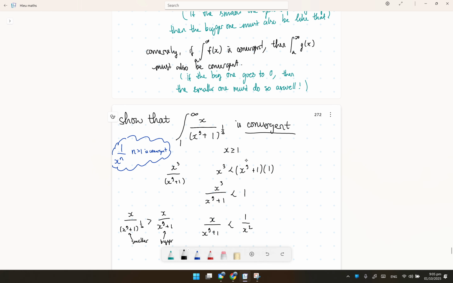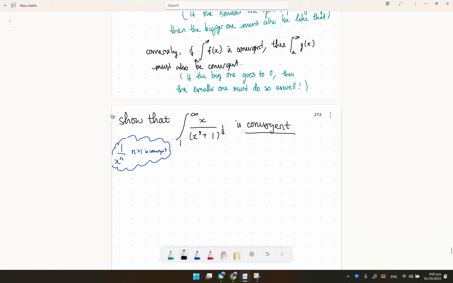I actually made another video here trying to do this, but I messed it up just a little bit, so we're going to be redoing this. Imagine that we had a question that says, show that the integral from 1 to infinity of x over the cube root of (x to the 9 plus 1) is convergent.